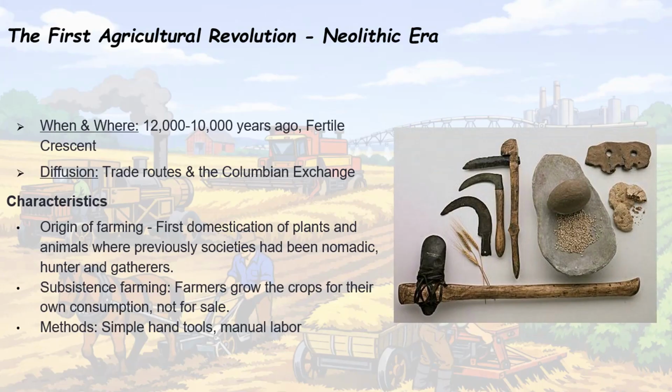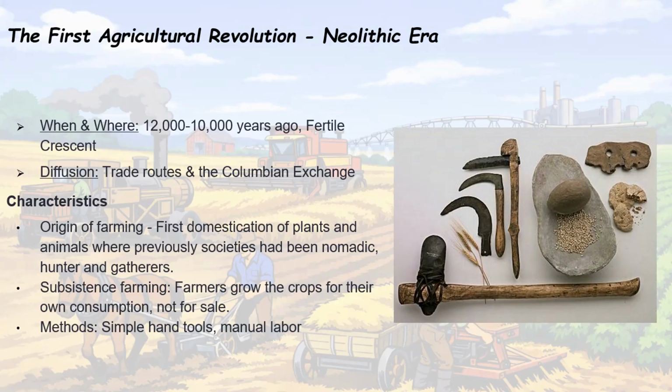This era is also dominated by subsistence farming. Farmers grow food mainly for their own families, not for profit. You grow it, you eat it, no global shipping, no supermarkets, just survival. And even though it started in the Fertile Crescent, agriculture diffused over time through trade routes and later through exchanges between continents. The idea spreads. Farming becomes the foundation of civilization.